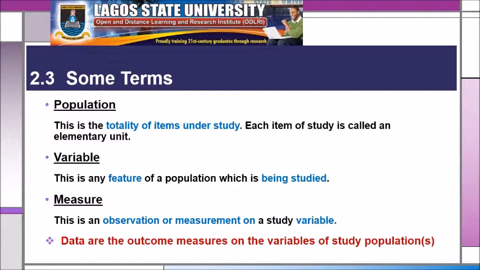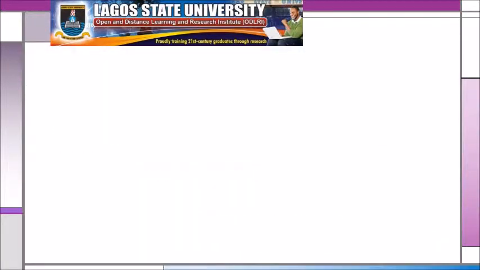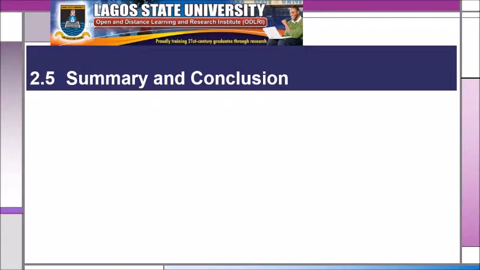That is, whatever measurement in form of observation or actual measurements on variables that are under study within a population, that we call data. So eventually, those measures become what we call our basic facts about that study population. And that is our lesson for today.